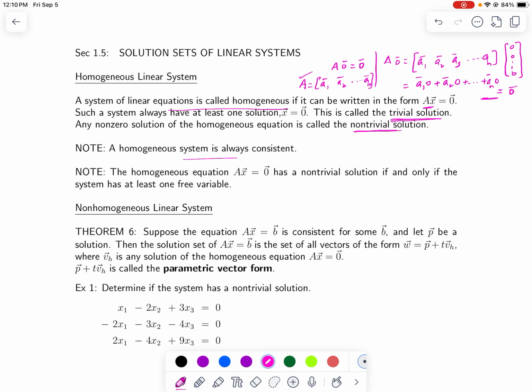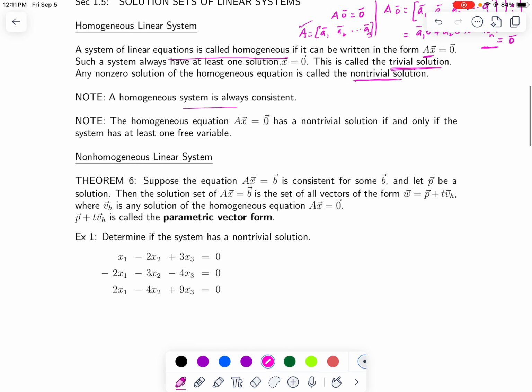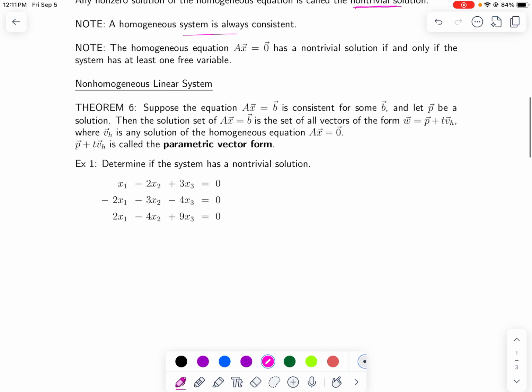Note that the homogeneous equation Ax equals 0 has a non-trivial solution if and only if the system has at least one free variable. So when will it have a non-trivial solution? If we have one free variable or more than one free variable, then we can expect non-zero solutions, or non-trivial solutions, in the system.